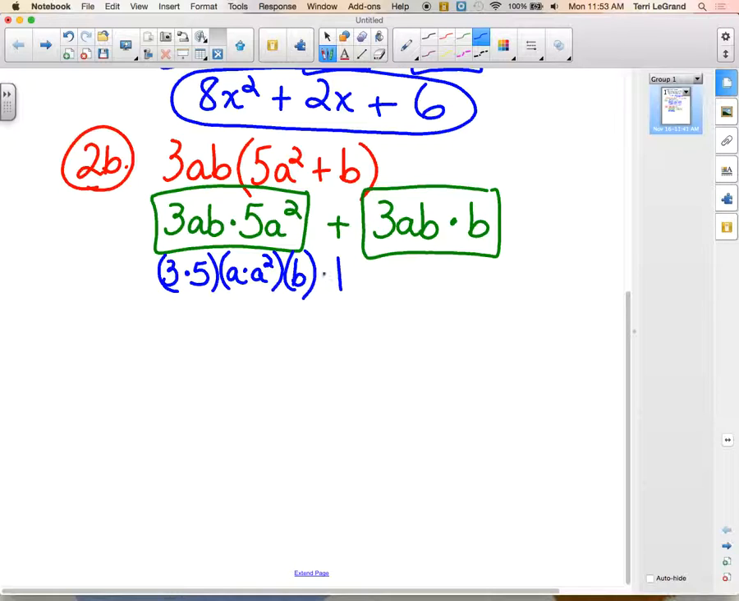If we move on, let's bring our plus sign down. If we move on to our other multiplication, does that 3 have anything really to be multiplied by? No, so we'll just leave it in its own group. Does the a have anything to be multiplied by? No, so we'll leave it in its own group. And we have a b times another b.